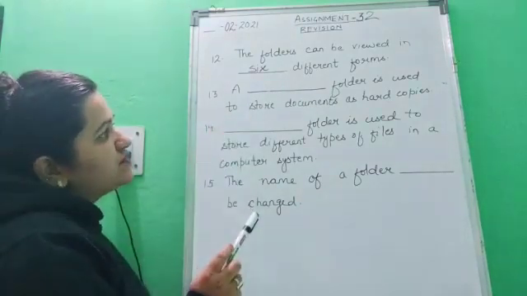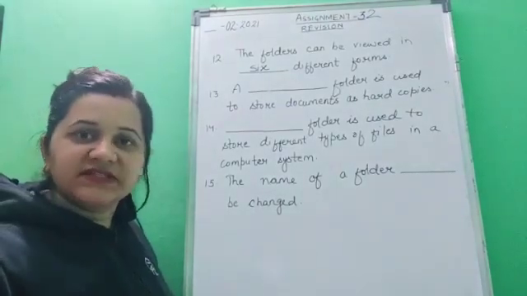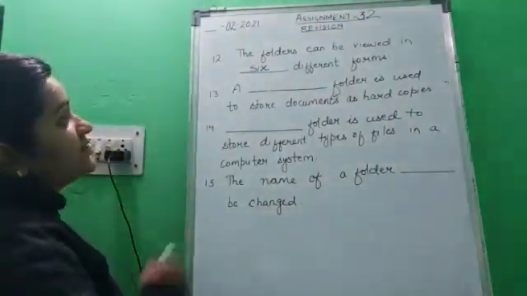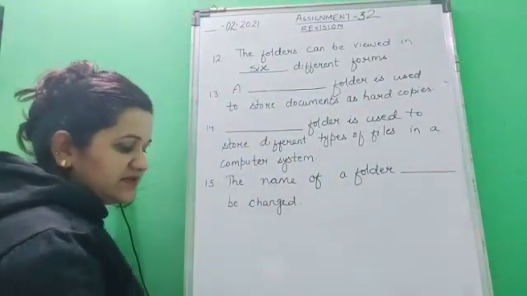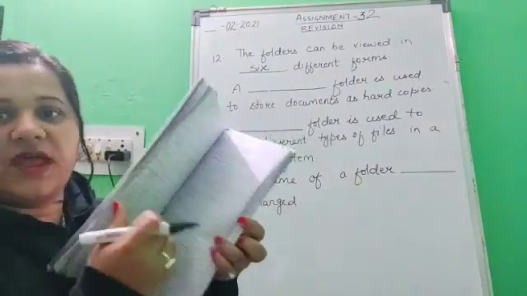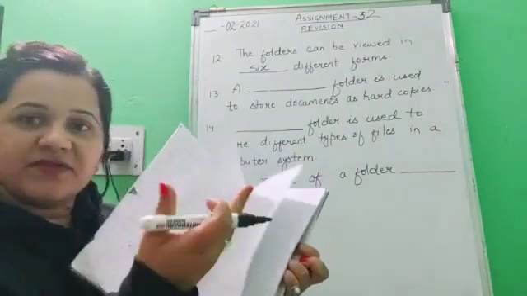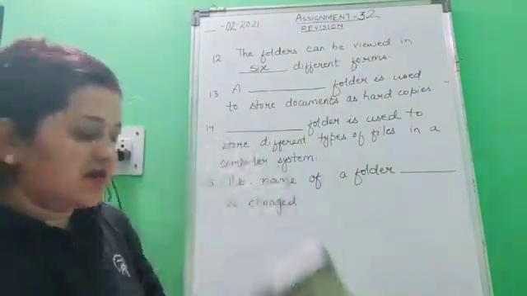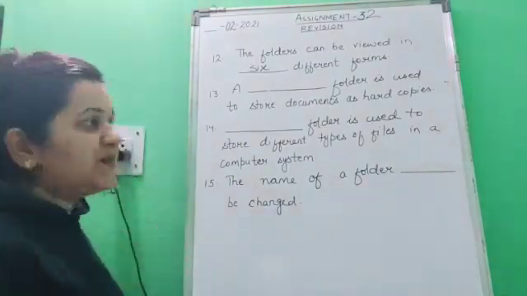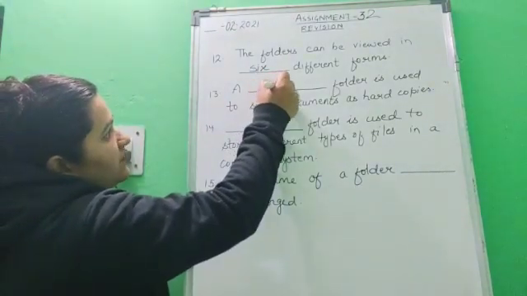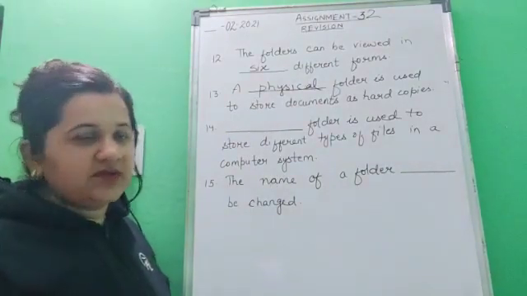13th, a dash folder is used to store documents as hard copies. Now children, there are two types of folders, physical and digital. So physical folder stores the documents as hard copies. Like suppose this is a folder and here I am just saving the documents as hard copies. Hard copies means which we can hold in our hands. They are in the form of paper. Okay, they are written in a paper. So these are the hard copies. So physical folder is used to store documents as hard copies.